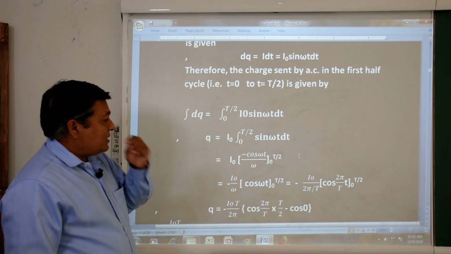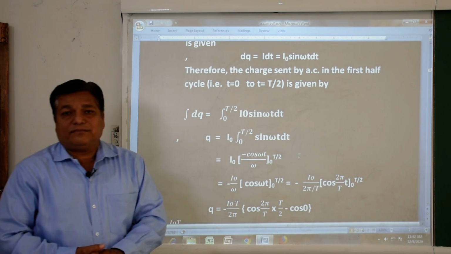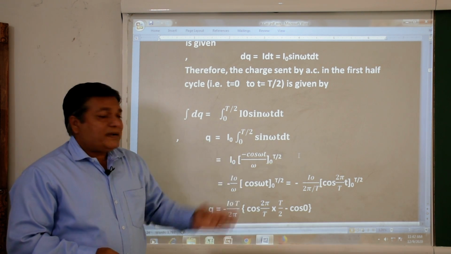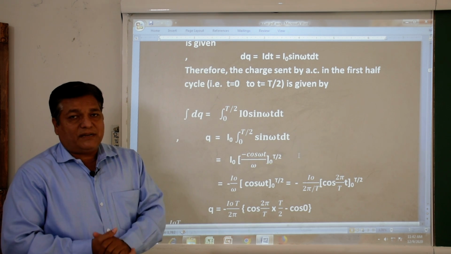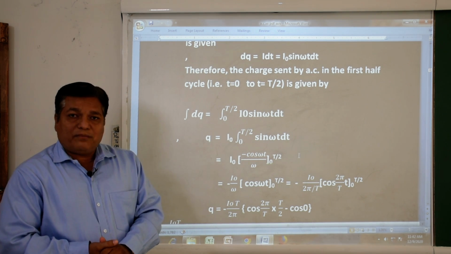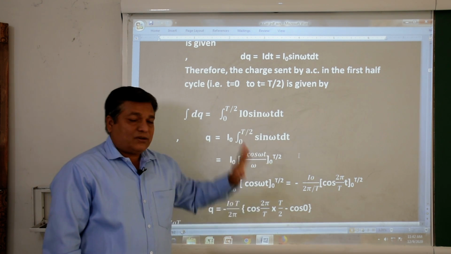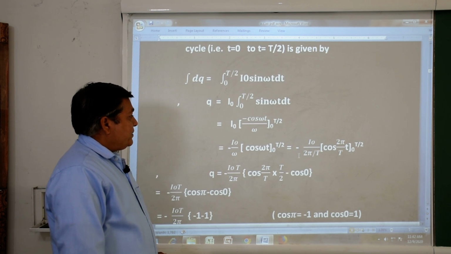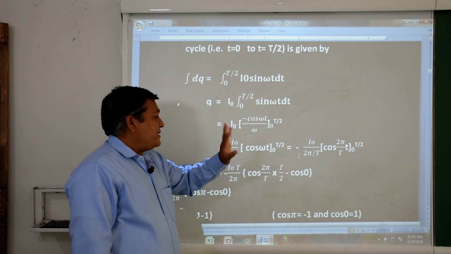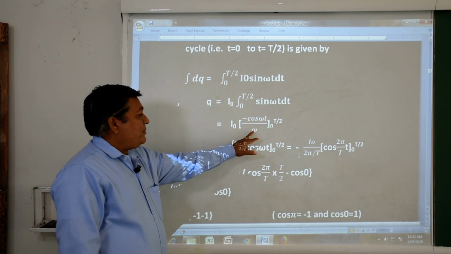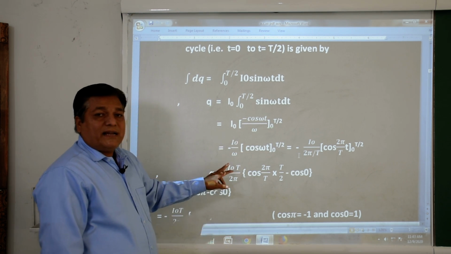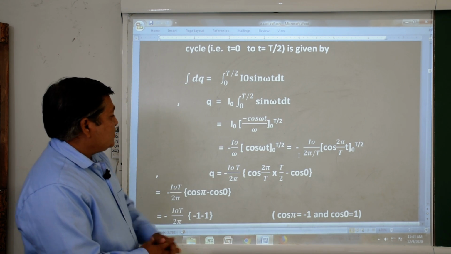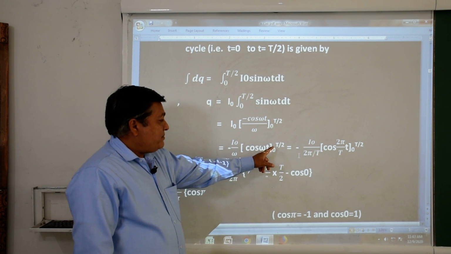We know that the integration of sin omega t is minus cos omega t upon omega. So, with the negative sign, the integration of sin omega t gives minus cos omega t upon omega. The limits are already here, 0 to time T by 2. We take I naught upon omega out, and the negative sign is also out of the bracket. What is inside the bracket? Cos omega t, with limits 0 to T by 2.